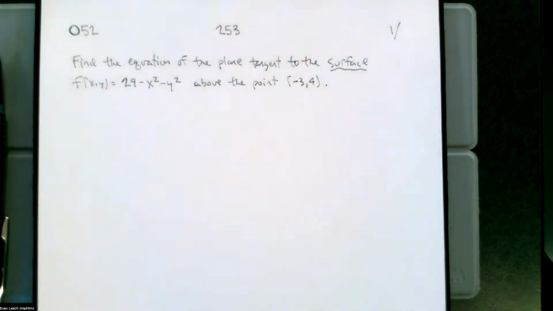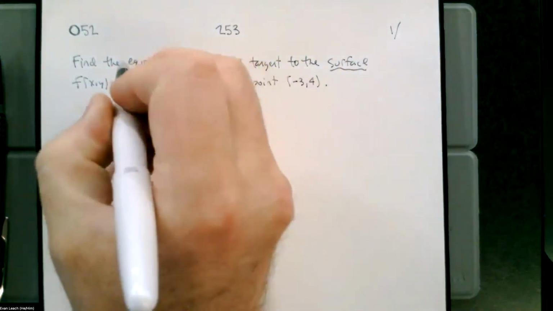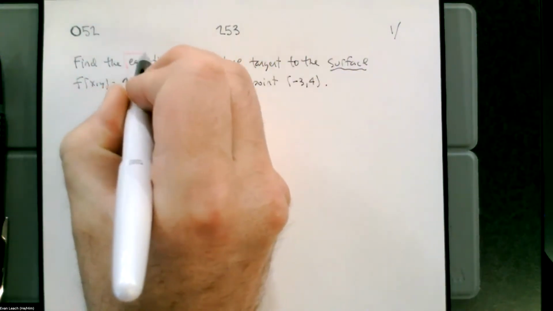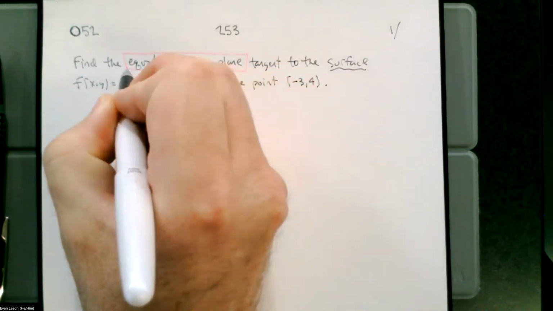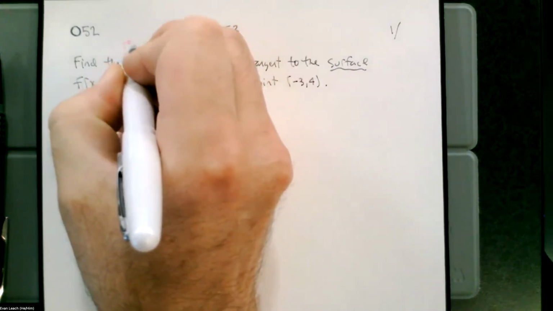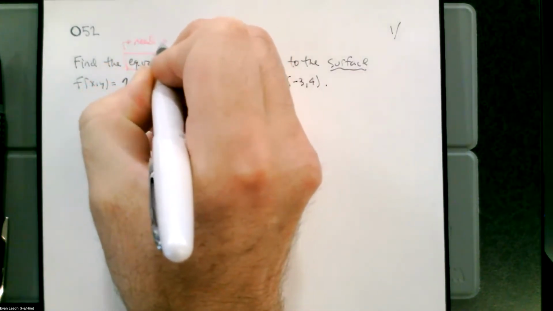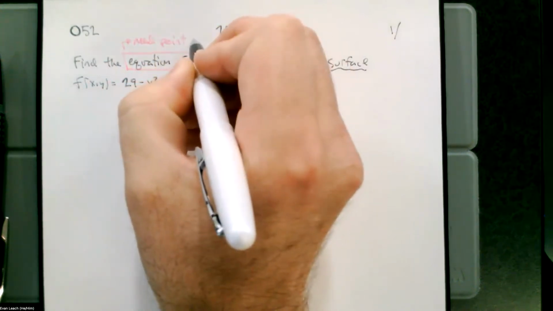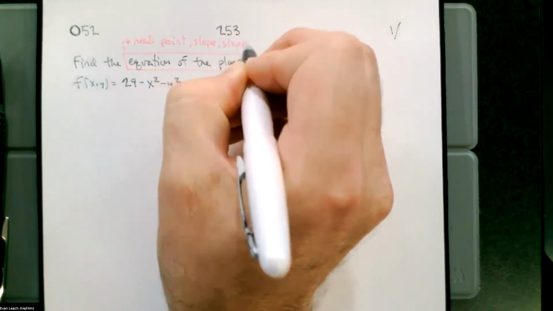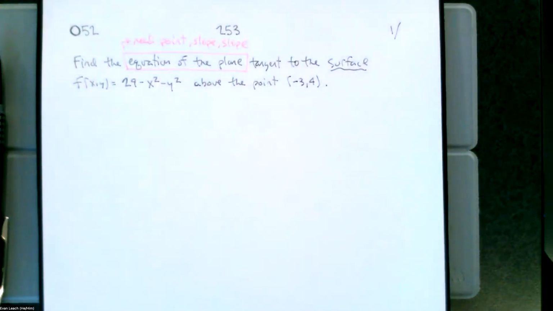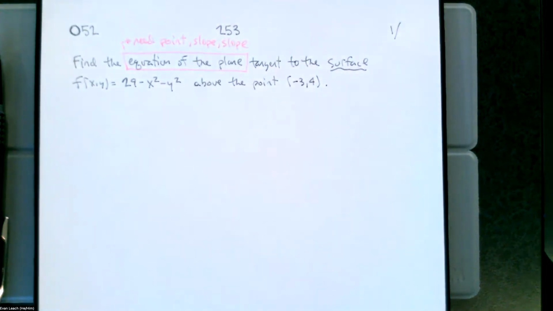And I'm going to mark this up. Now, you didn't see Calc 1 yesterday, but I marked it up the exact same way. We want to find the equation of a plane. And we know that for the equation of a plane, we need a point, a slope, and another slope. They're not really called slopes. There's the dz dx and there's the dz dy.